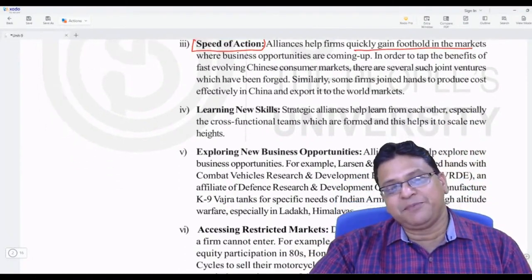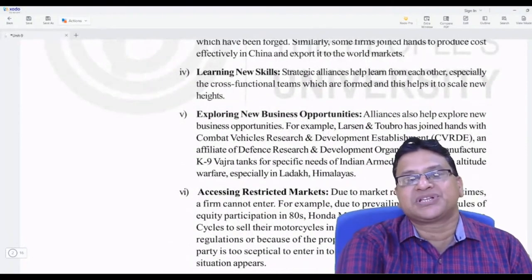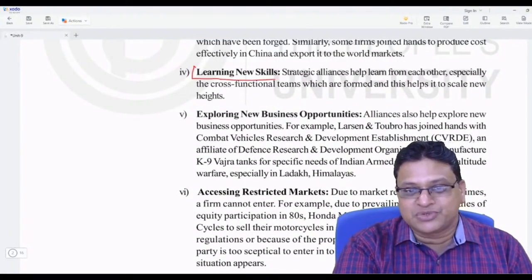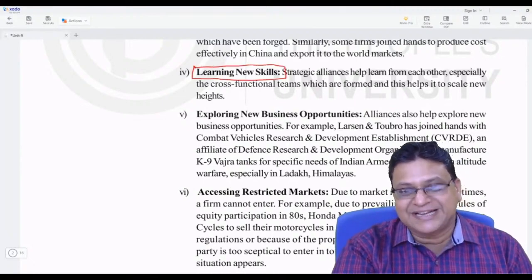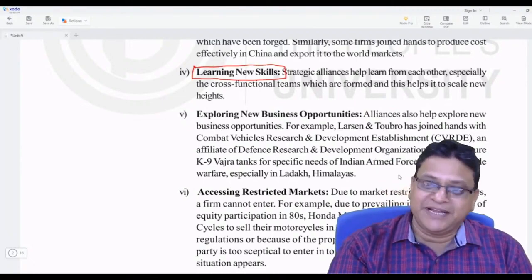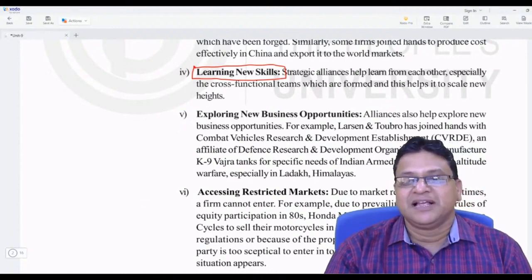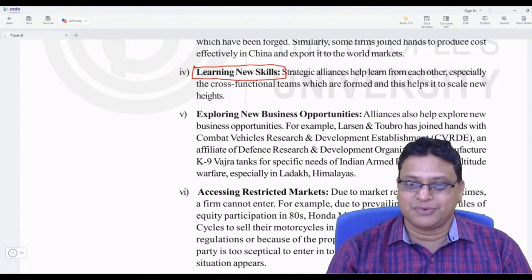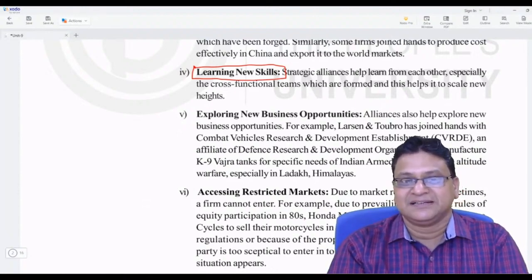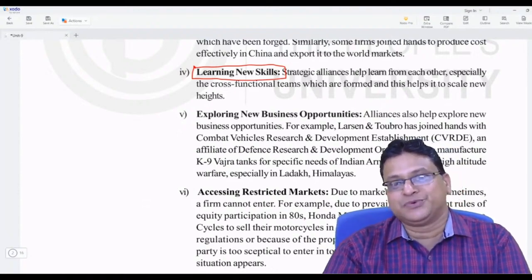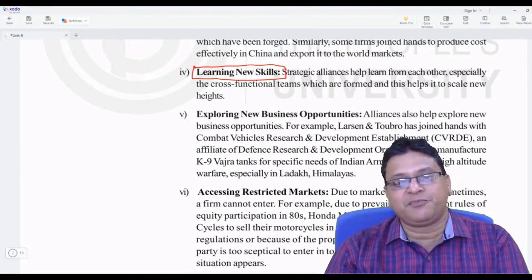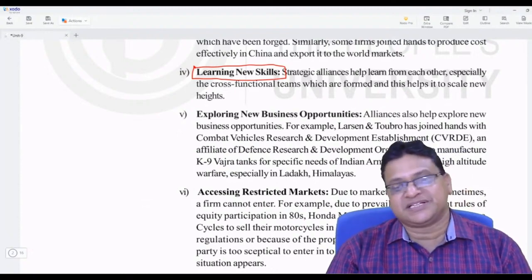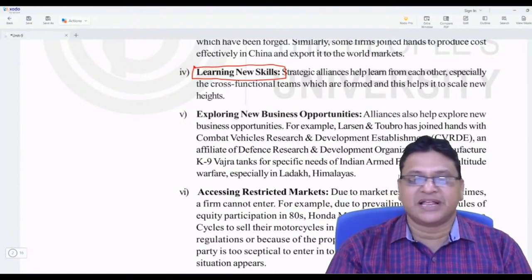Next, alliance can be made to learn new skills. Strategic alliances are generally made to learn new skills. Suppose you do not have a technology, but another firm has a technology, but that firm doesn't have scale, and you have scale. So you can form an alliance to get new technology, new skills, and you can scale up your production. This is known as learning new skills. Alliance is made to learn new skills.